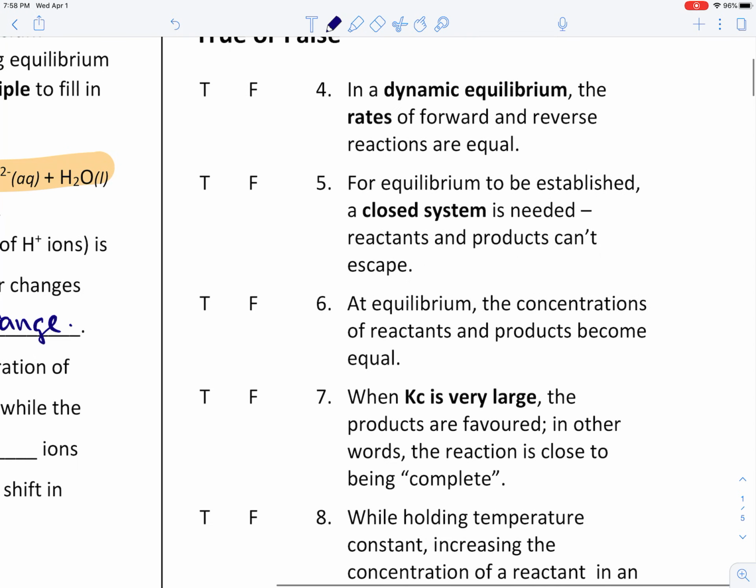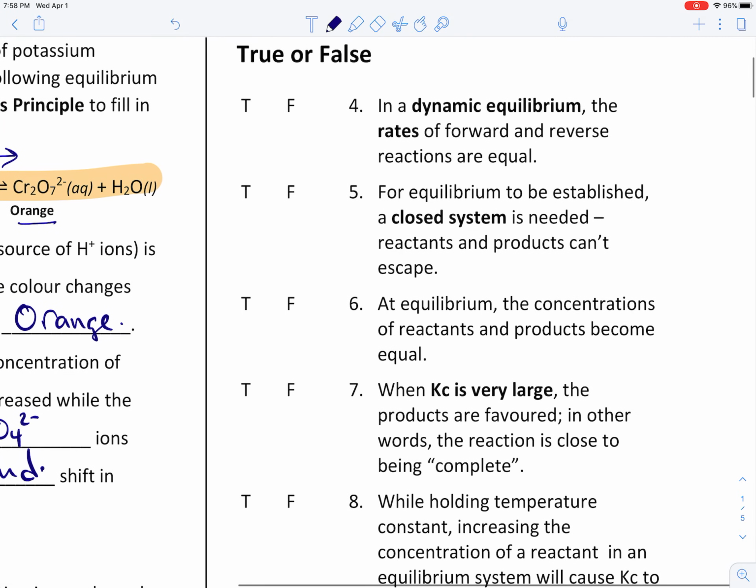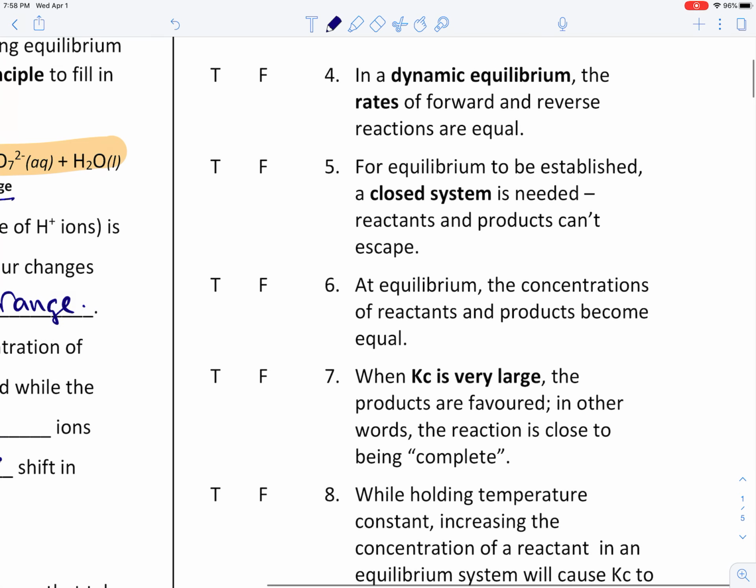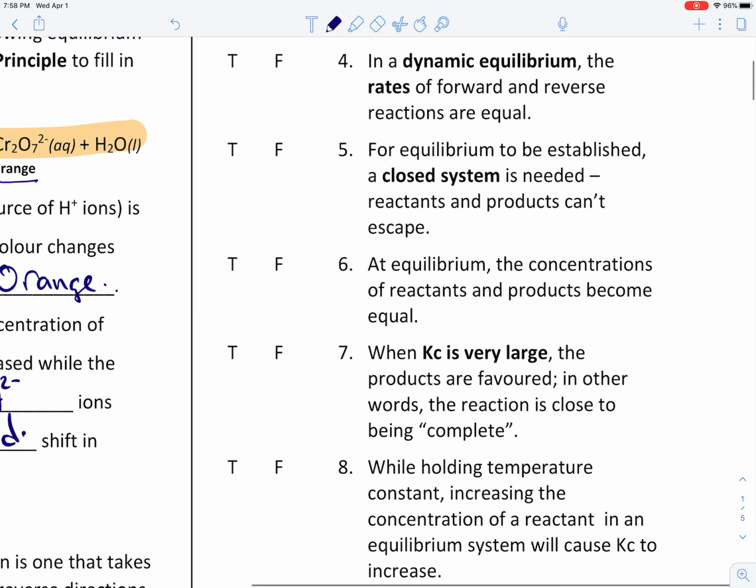All right, now we have some true-false questions. Again, I would suggest pausing the video and seeing if you can do these yourself. So question 4, dynamic equilibrium, rates of forward and reverse reactions are equal. That's the definition of equilibrium, so that is true.